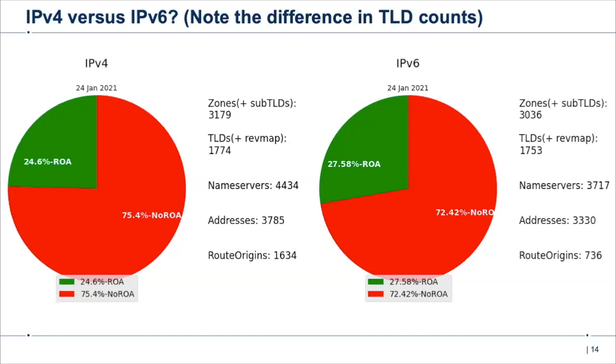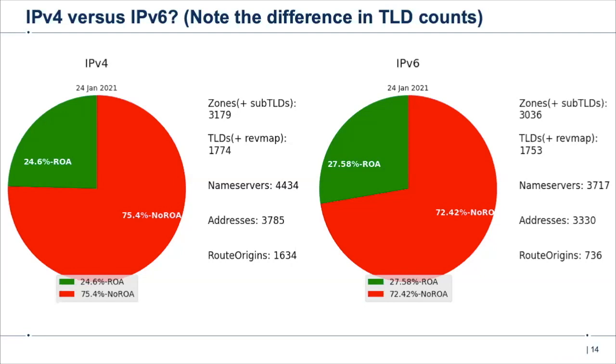But in this case, what stands out is the number of TLDs. There are 1,774 TLDs counted for v4, but just 19 less for v6. And I went back and trawled through some data out there, and I found out that's true, that there are about 19 TLDs out there that still don't have IPv6 servers, which is surprising to me, but not part of what I was studying here.